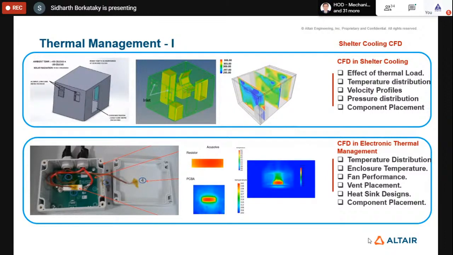So what exactly happens in shelter cooling? There would be a room which has a lot of components, like heat emitting devices. Let's say there is a small room, and there are certain devices which generate heat as they work, as a result of which the whole room gets heated up. Now as an engineer, we need to effectively design thermal management for that kind of challenge.